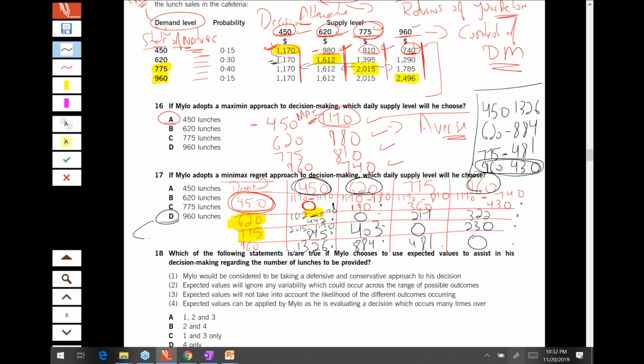Which decision maker uses this? The sore loser, who decides on the basis of future regret. Everyone, are you with me? Is this clear? Are the calculations clear to all of you? Going good or not? Decision making area.